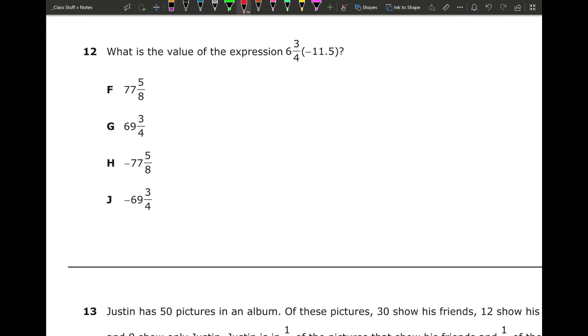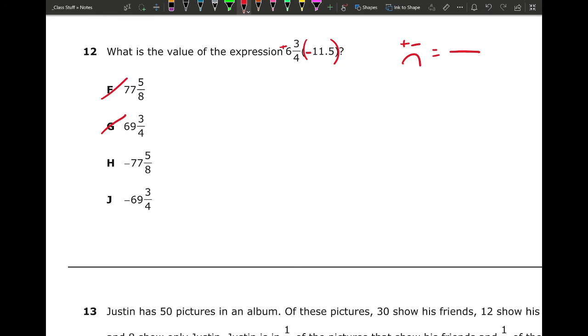What is the value of the expression 6 3/4 times? How I know it's times, mister? Every time you have a number with a parenthesis, that means that you are multiplying. Negative 11.5. Before we do anything, let's think about the signs. I have a positive and a negative. Positive and negative is sad, so my answer is negative. Let's look at the answer choices. It's not F, it's not G.